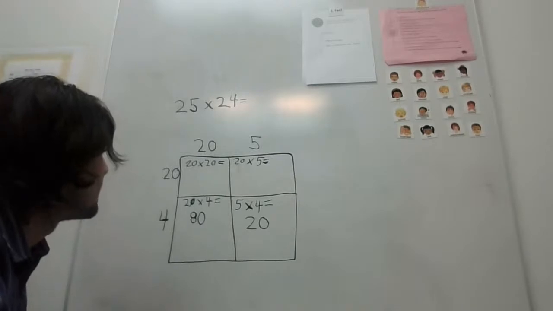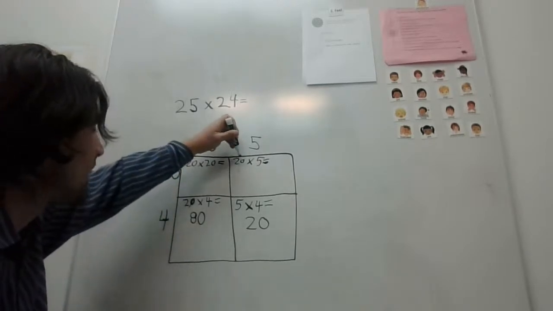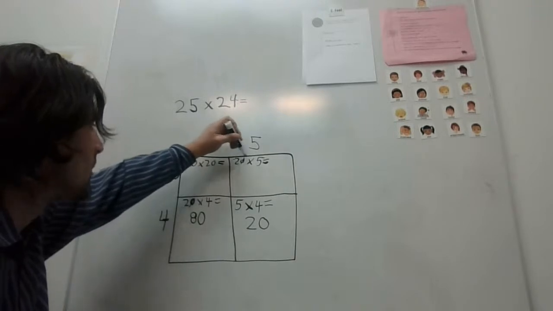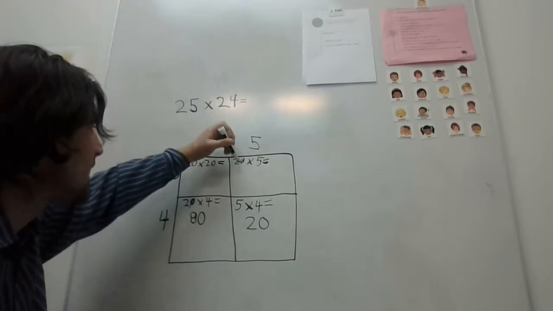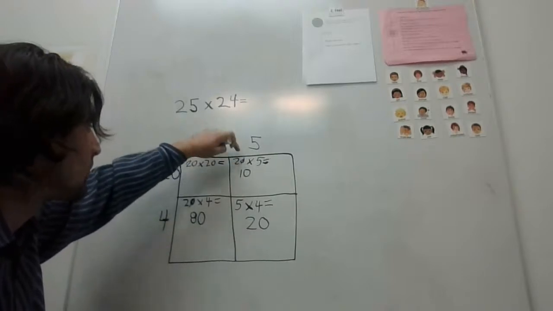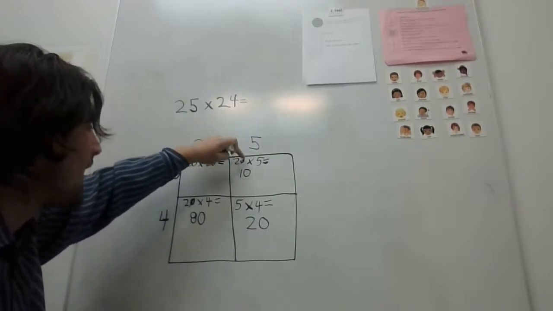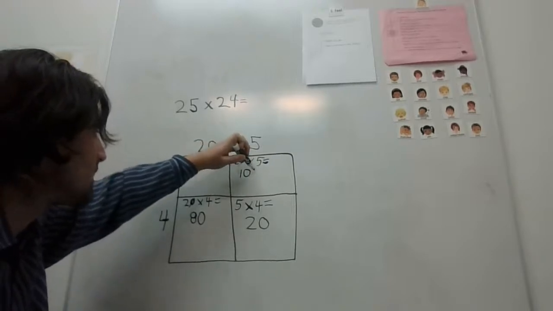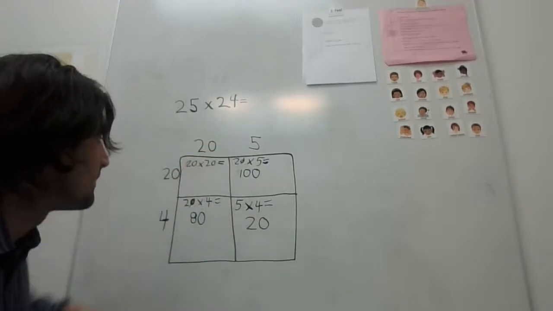Twenty times 5. So again, we're going to pretend the 0 is not there, even though it really is. We're going to multiply 2 times 5. 2 times 5 equals 10. Now, since we're multiplying 20 times 5, we're just going to add a 0 to our answer. If we add a 0 to 10, we get the number 100.